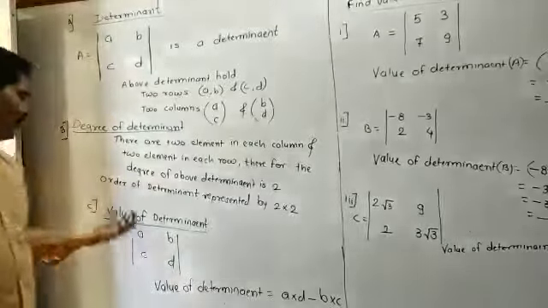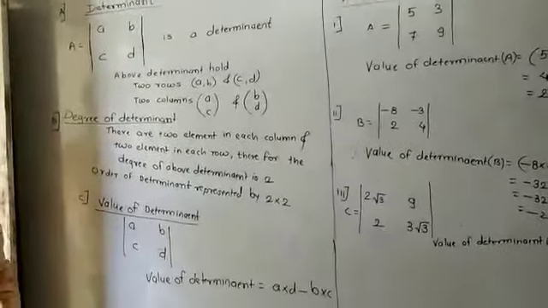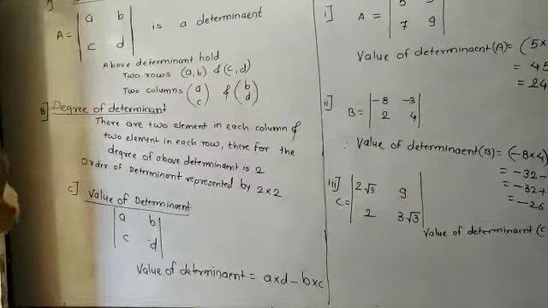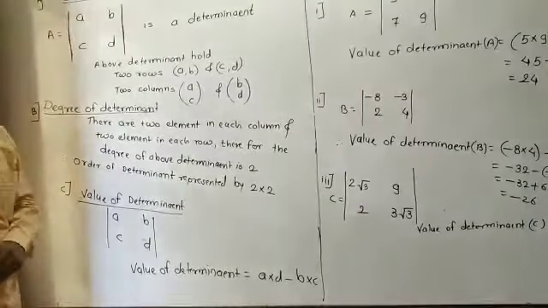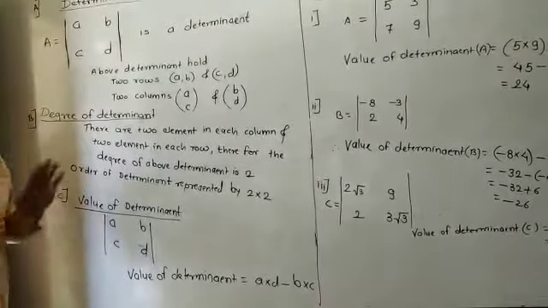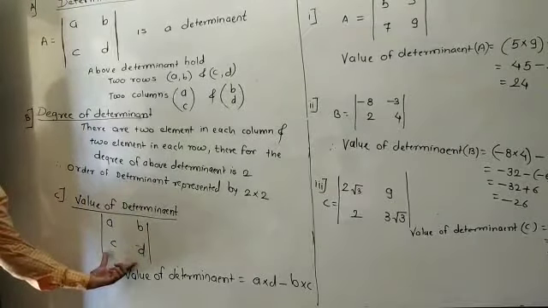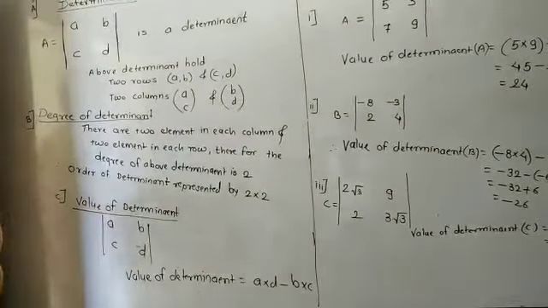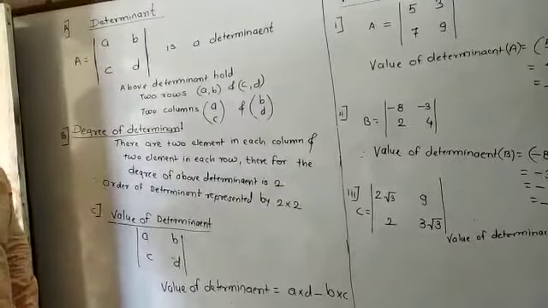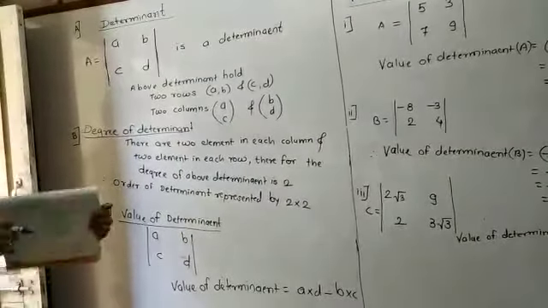Okay, then you have to go to the value of the determinant. If you want to find out the value of the determinant, you have to try to understand how to find it. This is one determinant that is given. If you want to find out the value of the determinant, that you have to see.